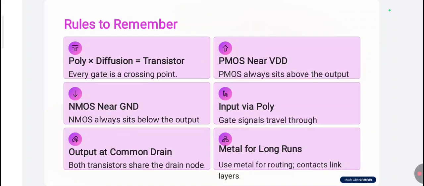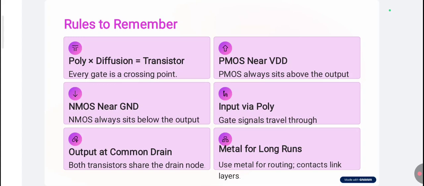Whenever polysilicon crosses the diffusion, we have a transistor. So every gate is nothing but a crossing point. PMOS is always connected to VDD in a CMOS inverter, so it is always above the output of the CMOS inverter. And the NMOS transistor is always connected to ground, so NMOS always sits below the output.